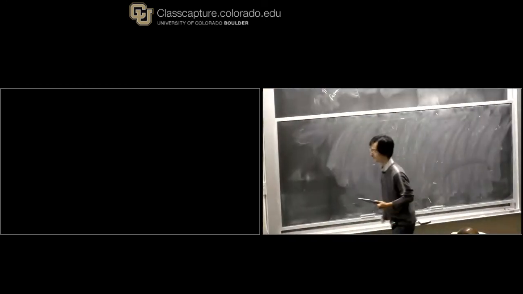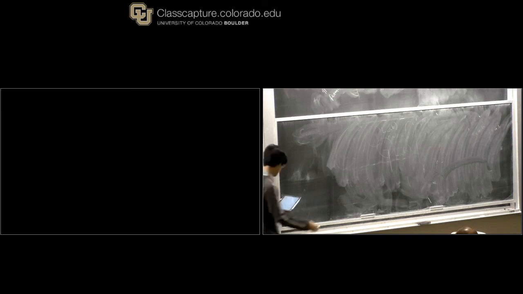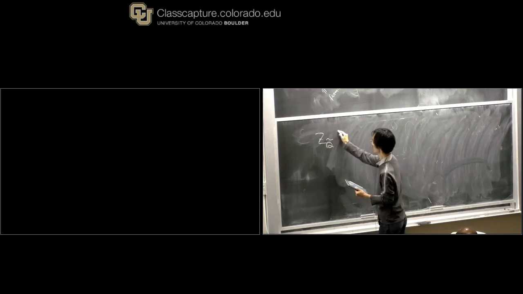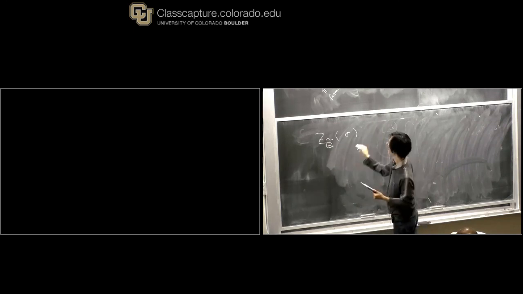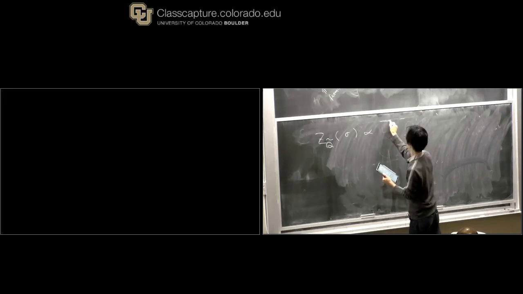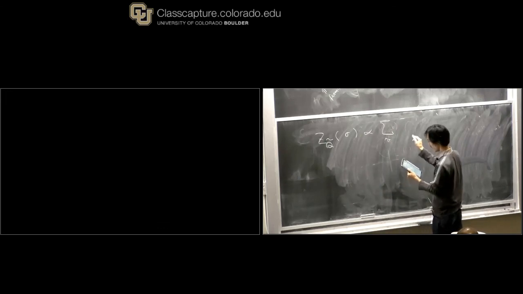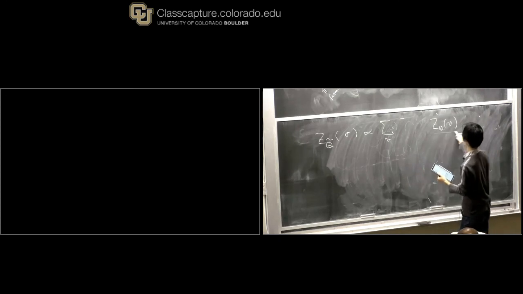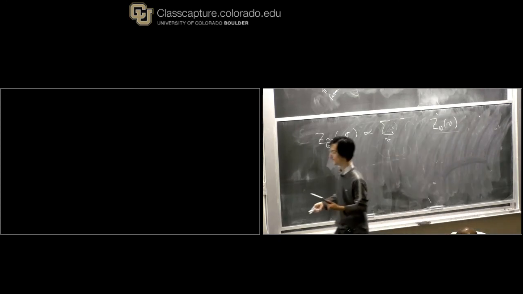The end result is a theory which depends on the spin structure. So let's call this theory ZQ twiddle. Now, this depends on the spin structure, sigma. And you can read its partition function as follows. So you have the original theory which responds to V.